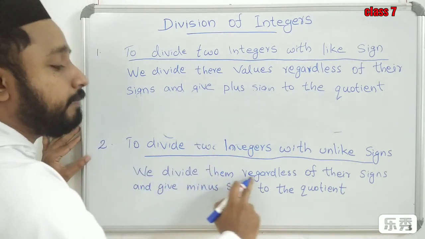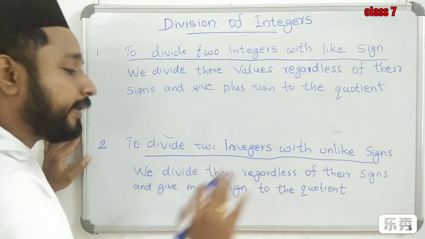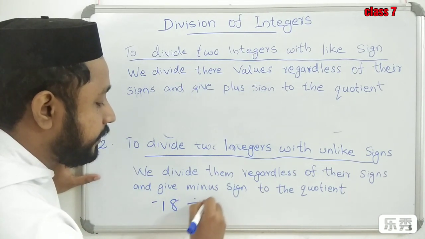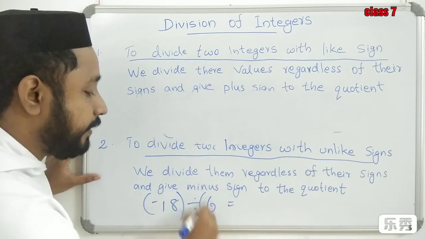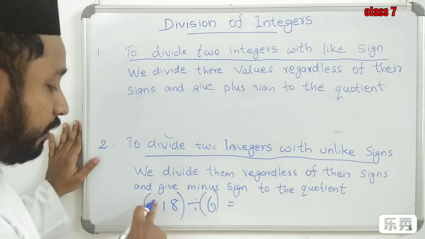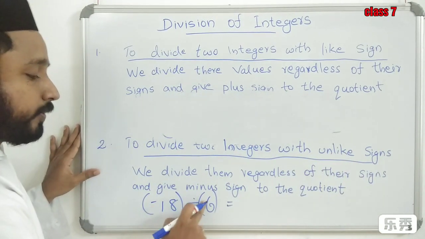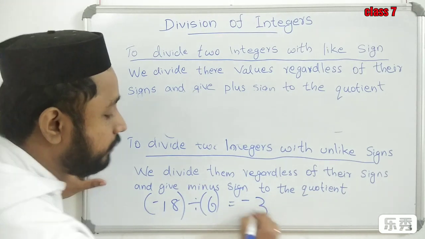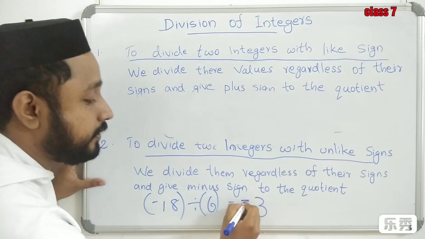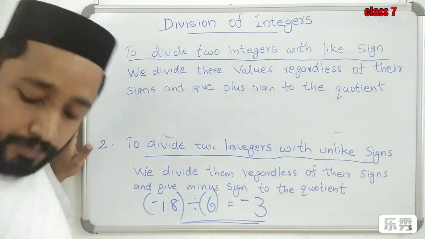So, we divide them regardless of their signs, which means we divide them as whole numbers and give minus sign to the quotient. For example, minus 18 divided by 6. Here one is minus, here 6 is positive. What is the answer? One minus, one plus, both are different, unlike signs. So, one negative, one positive, answer is negative. So, divide them as whole numbers. 18 divided by 6, 3, minus, plus. So, answer is minus. Same rule as multiplication. So, minus 18 divided by 6 is equal to minus 3.